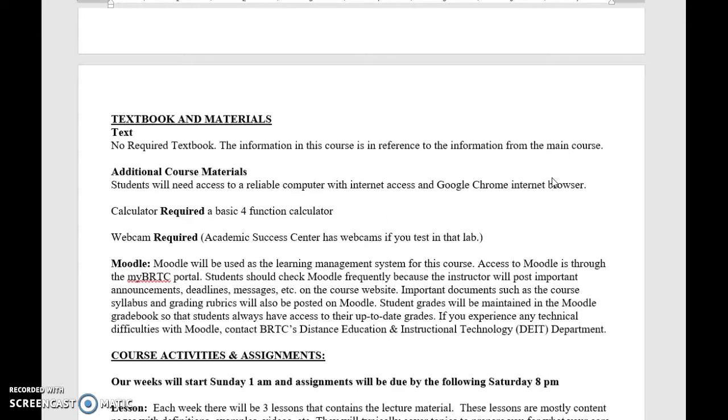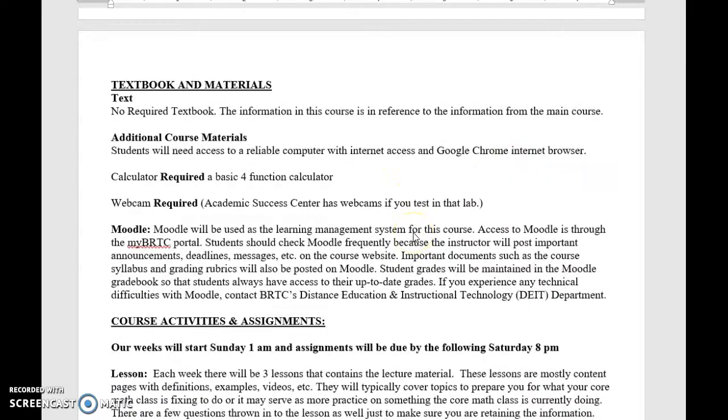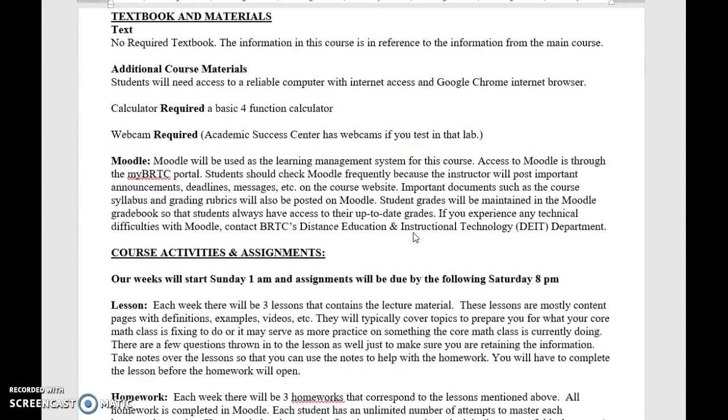Textbooks, there are none. Okay, I've got pages of information in Moodle that will tell you how to do the problems and everything, so you don't need a textbook for this class. We will use some information out of your Math for Healthcare textbook, but there's nothing special that you need for this class. A calculator, just that basic 4-function calculator that you use in your healthcare class is fine with me. Other than that, I think we're good to go. We are going to be using Moodle for this class as well.